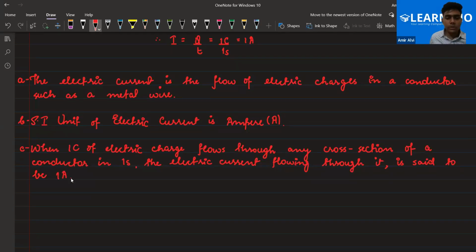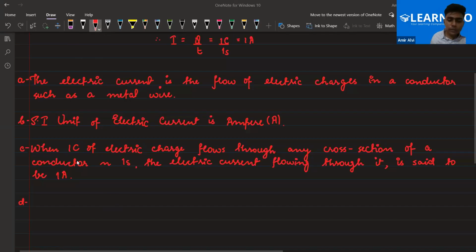One ampere. Please do let me know everyone if it's clear to you or not. Zainab, Mariam, and Abdul Jabbar. Okay, so what does cross-section mean? Cross section means the area. Conductors are generally cylindrical, right? The wires are cylindrical and circular. So cross section means this area. Clear?